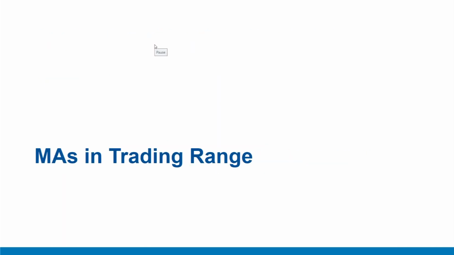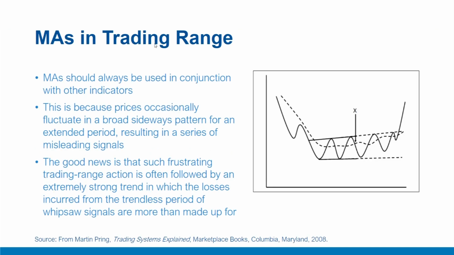MAs in trading range. In this video, we'll discuss how to examine when moving averages are in a trading range. MAs, moving averages, should always be used in conjunction with other indicators. This is because prices occasionally fluctuate in a broad sideways pattern for an extended period like this. Here you can see the moving average fluctuating in a sideways range pattern. This results in a number of misleading signals like here. These are whipsaw signals, false signals.